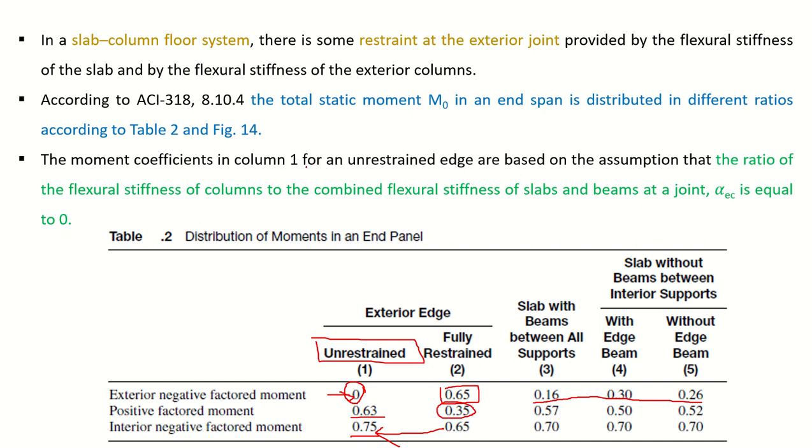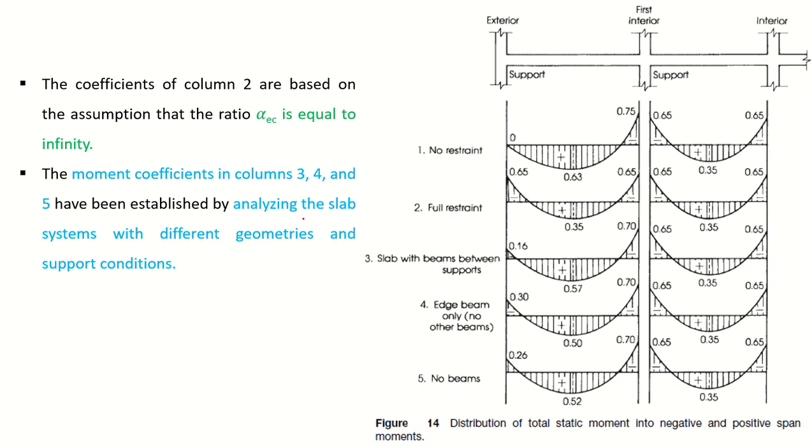Now the moment coefficients in column 1 for an unrestrained edge are based on the assumption of the ratio of the flexural stiffness of the column to the combined flexural stiffness of slabs and beams at a joint. This ratio of flexural stiffness of column to flexural stiffness of slabs and beams is equal to 0 for unrestrained and 1 for fully restrained. So it is based on this assumption. This is figure 14, which was described along with Table 2, where you can see that if there is no restraint, the bending moment is 0 at the outermost support, and it is 63% positive and 75% negative.